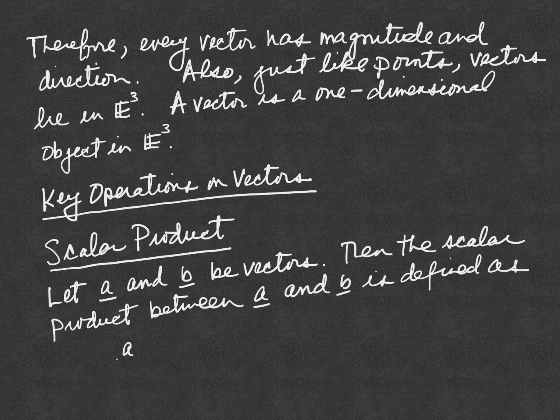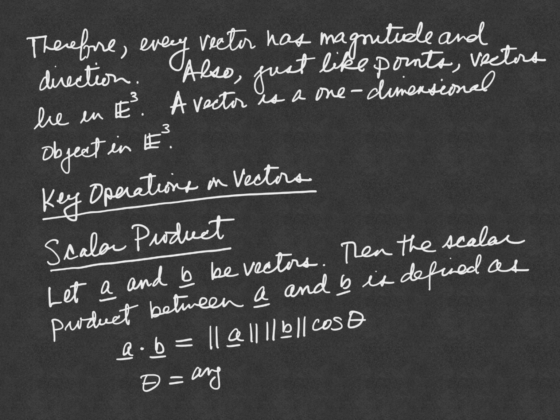We say A and then we use the symbol dot in between. And that's defined as the magnitude of A times the magnitude of B times the cosine of the angle between the two vectors. And I'm going to define that angle as theta. So theta is the angle between A and B.